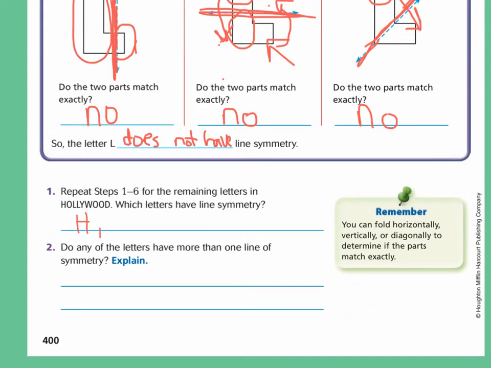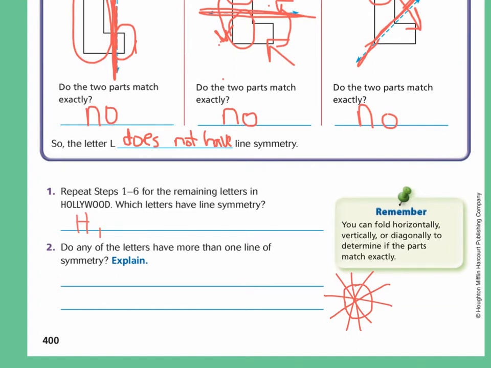How about our letter O? An O or 0 is actually going to have, and you should remember this from the video, if you go through the center, sorry, that last one was not a very good example. If you go through the center always, your O is going to have an infinite number of lines of symmetry.